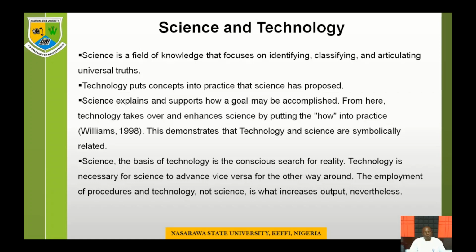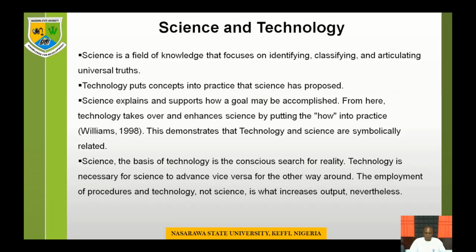This was explained by Williams, 1998. So this demonstrates that technology and science are symbiotically related. That means they complement each other. We said science, the basis of technology, is a conscious search for reality, and technology is necessary for science to advance, and vice versa.